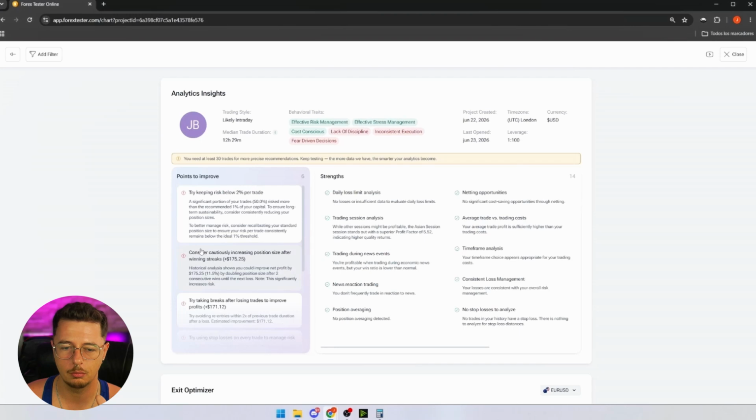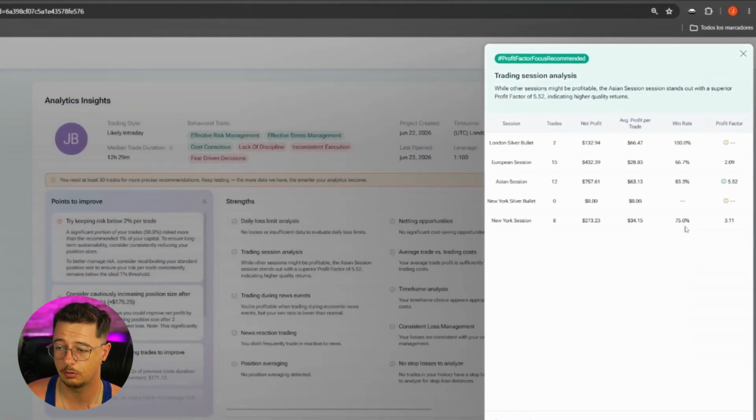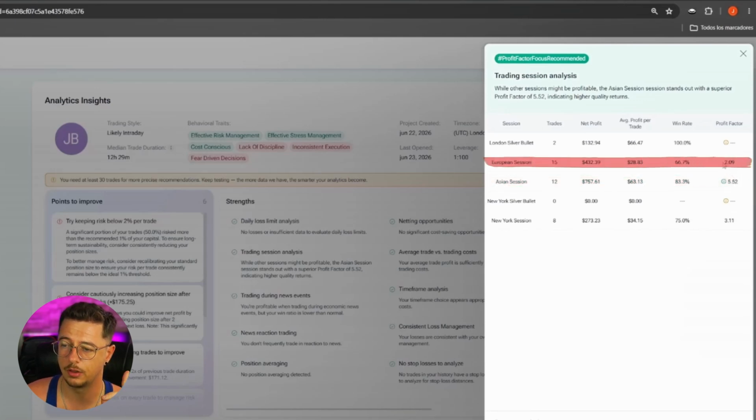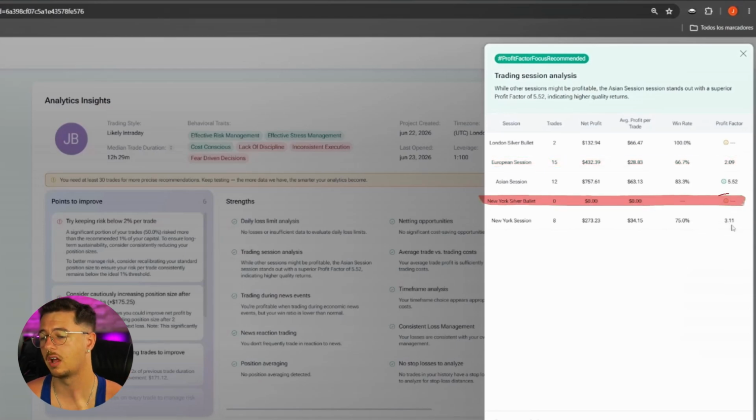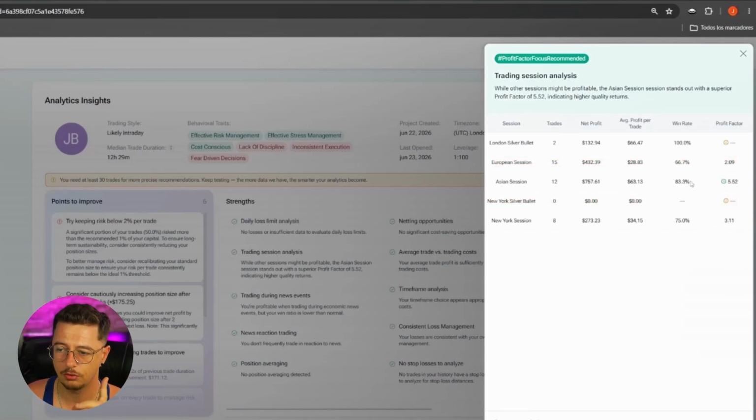And the first thing that we can actually check here as well, that is really interesting, is the trading session analysis. In this case, for this backtest, we can see that the Asian session had a profit factor of 5.52%. Meanwhile, the European session had a 2 profit factor, and the New York session had a 3 profit factor. So here it's quite interesting, because we can see the win rate in the Asian session is quite higher than the European session.